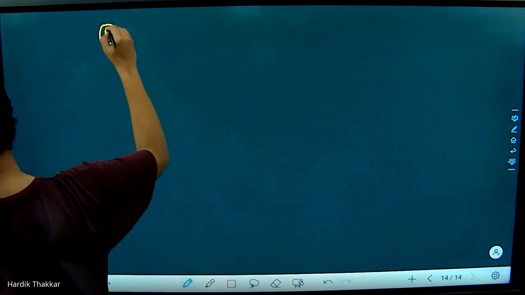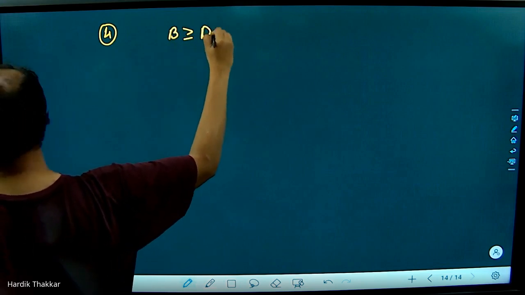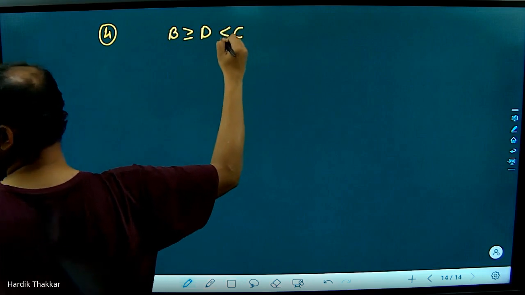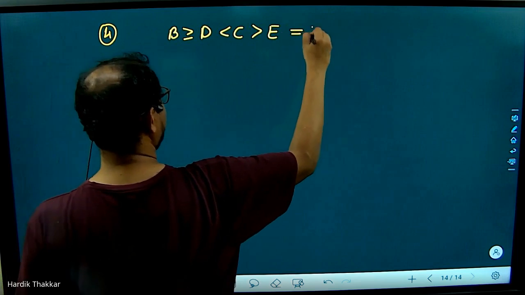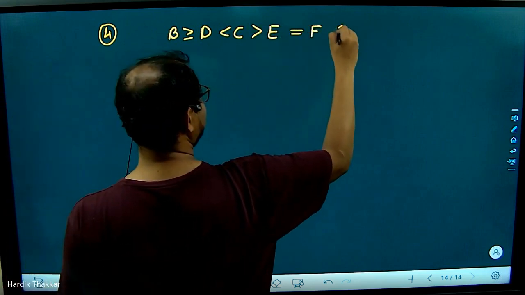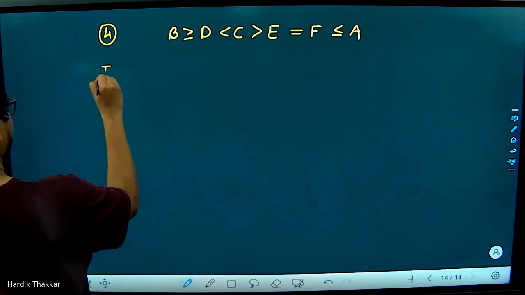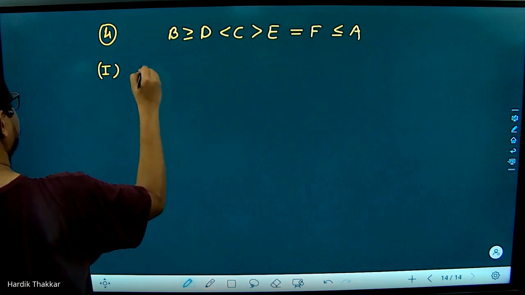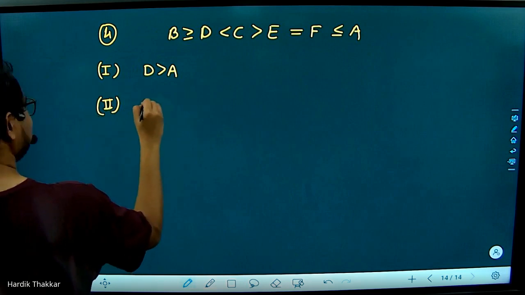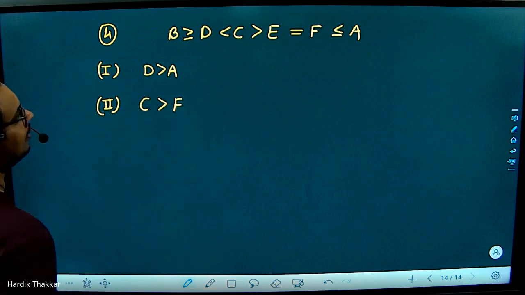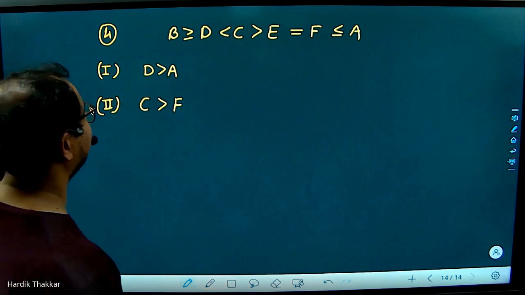Here the statement for the fourth part is B is greater than or equal to D, which is less than C, which is greater than E, which is equal to F, which is less than or equal to A. Now the first conclusion says that D is greater than A, and the second conclusion states that C is greater than F. So let us check the first: D is greater than A or not.